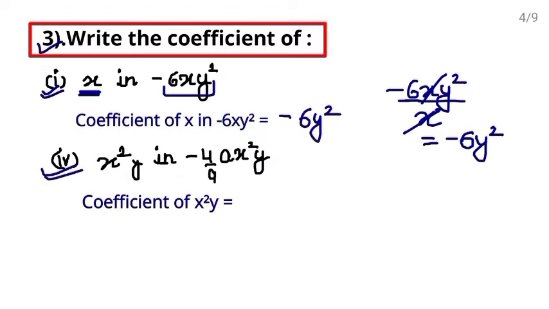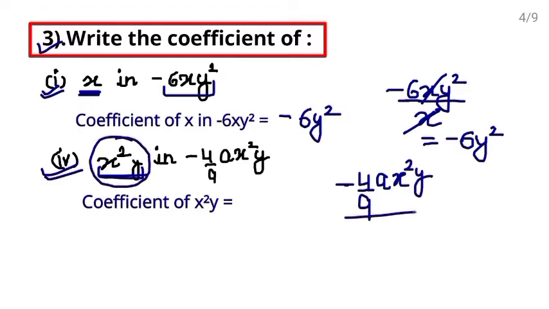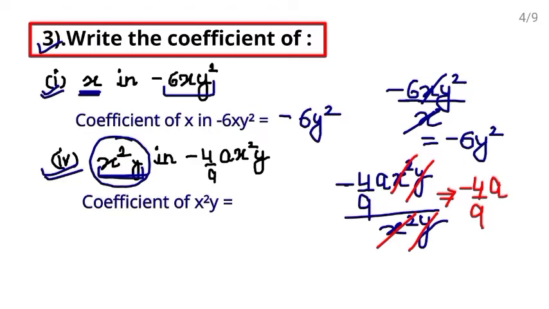Similarly, in the fourth part, they are asking the coefficient of x square y. And the algebraic expression is minus 4 upon 9a x square y. You are finding the coefficient of x square y now. So divided by x square y. Now x square to x square cancel out. y to y cancel out. What do you have now? You have minus 4 upon 9a. So the coefficient of x square y is minus 4 upon 9a.